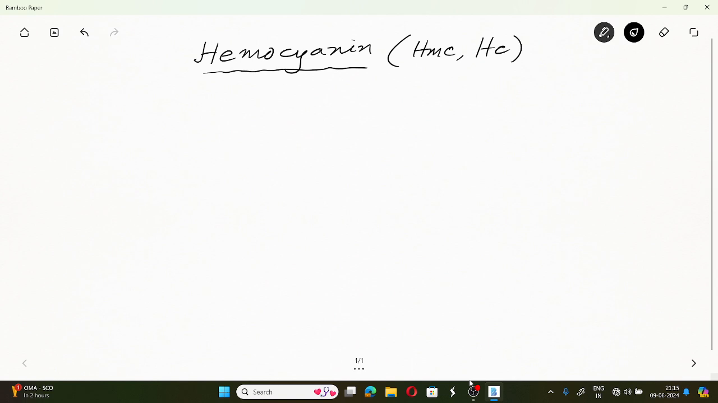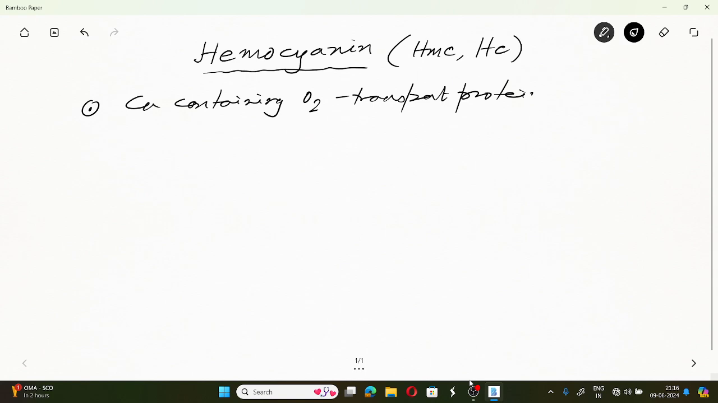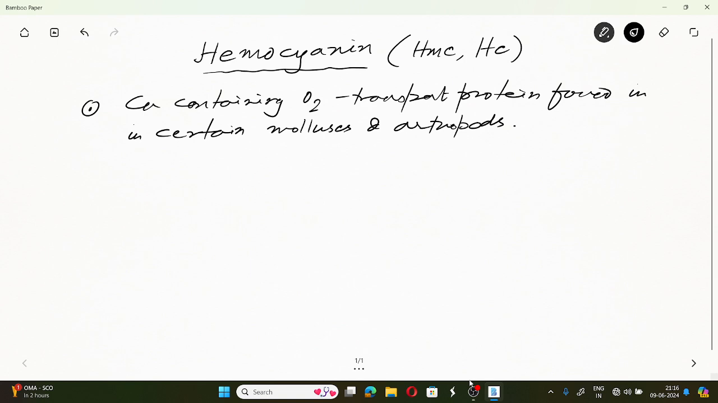So in this class, we shall be discussing a copper-containing oxygen transport protein, that is hemocyanin. It is the first copper-containing oxygen transport protein found in certain mollusks as well as in arthropods. Okay, so this is a copper-containing oxygen transport protein.